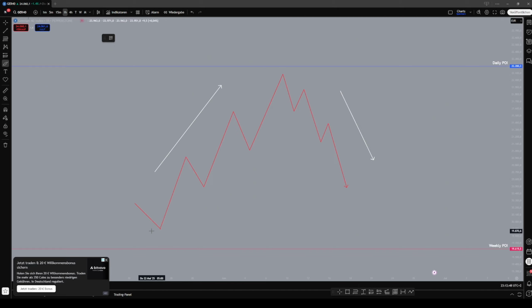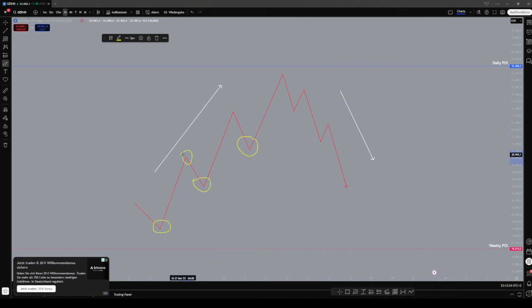In uptrends, you always have higher highs and higher lows. So what does that mean? You can see the price is moving up, but the price is not moving up in one line. It always reverses a little bit. And these higher lows are showing that we are in an uptrend because the low which is created is always higher than the low before. So these three higher lows are indicating it's an uptrend.